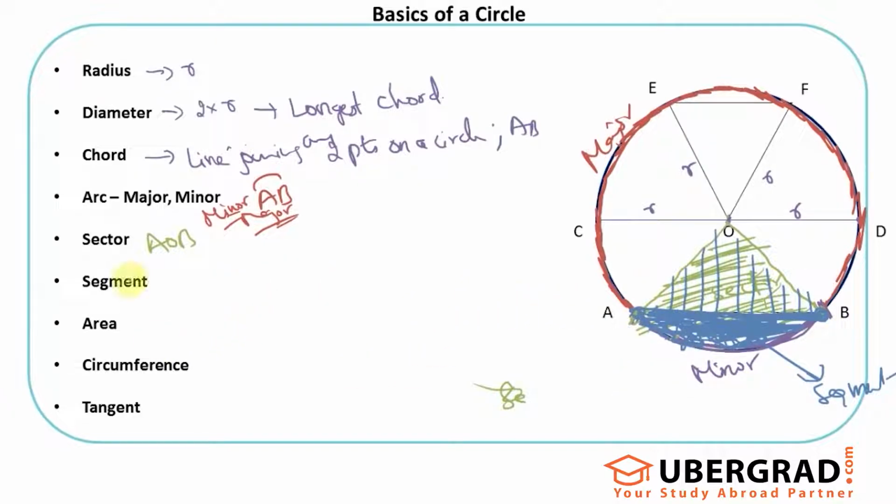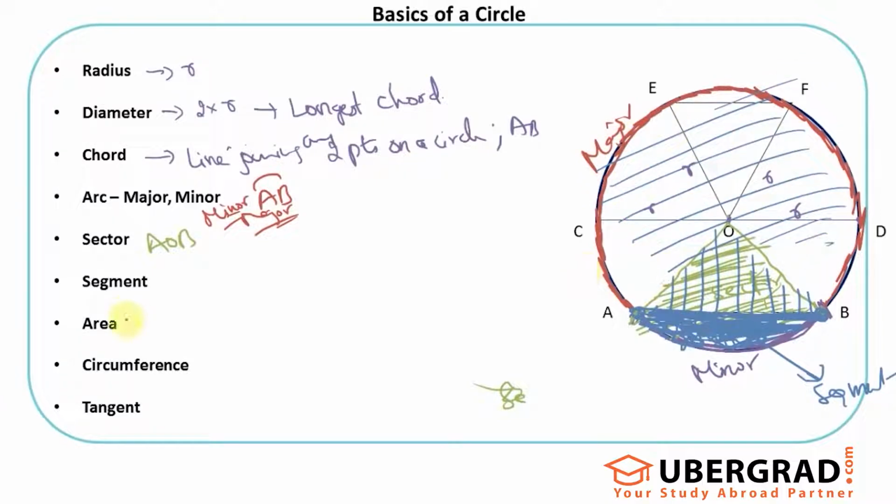Then the area of the circle, obviously this entire area. The area of a circle is pi r square, pi into radius square. Circumference is 2 pi r. Circumference is nothing but the perimeter.